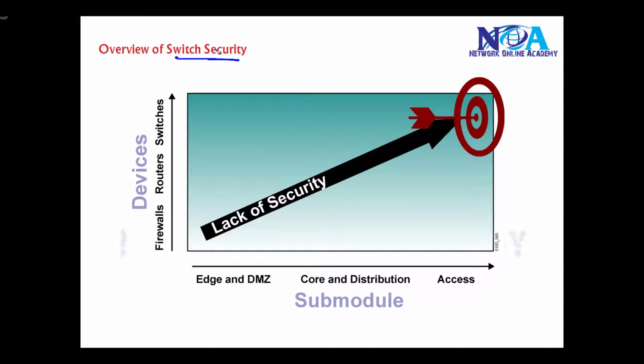Okay, now in this section we'll be majorly focusing on some layer 2 security options. So we'll see what are the different types of threats you generally expect in the LAN or from the LAN, and how we can mitigate them by using some of the switch security features.